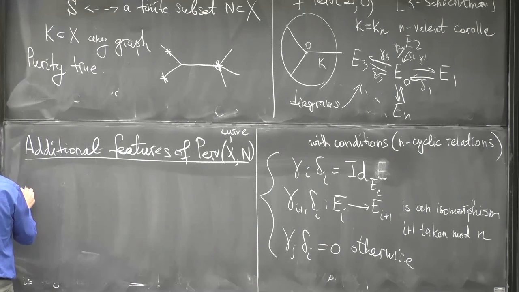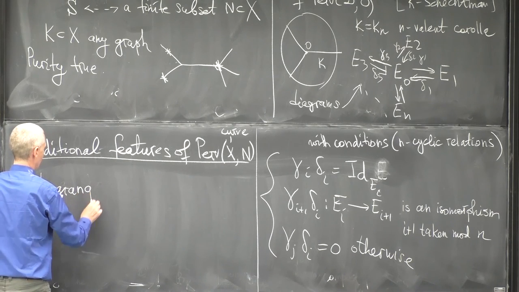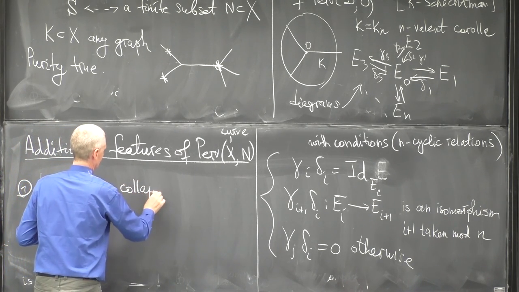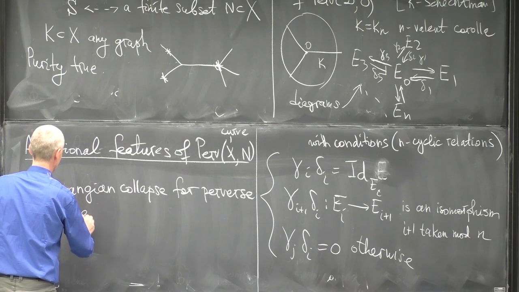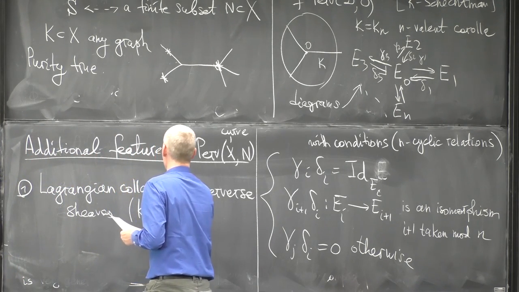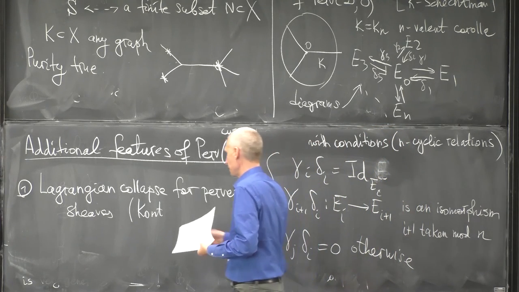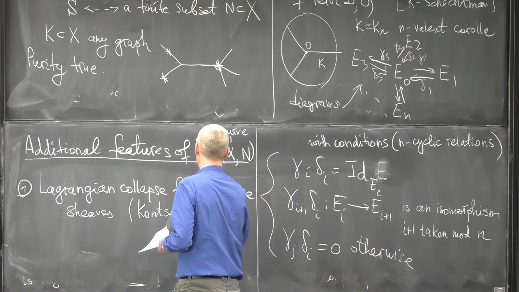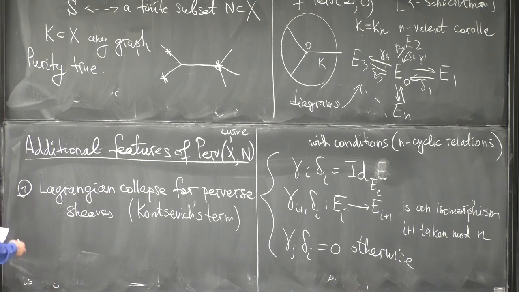So the first feature I want to emphasize, to borrow Maxim's terminology, is Lagrangian collapse for perverse sheaves. This is Kontsevich's terminology, which I appropriate, sort of reverse engineering it in this particular elementary case. So this means that all the geometry collapses to a Lagrangian skeleton. And I explain what is a Lagrangian skeleton in this case and what exactly collapses onto this skeleton.